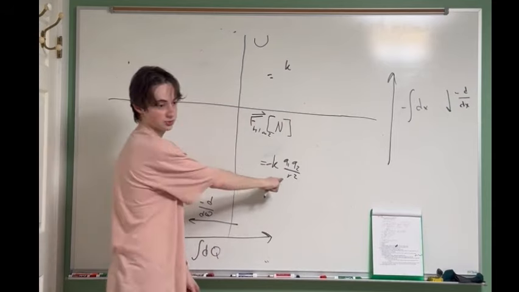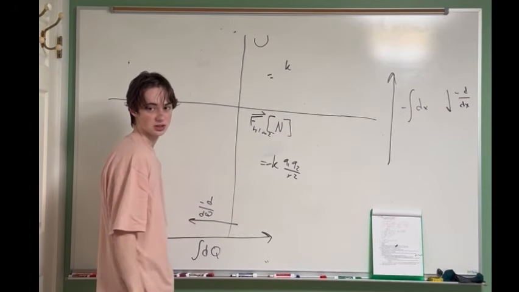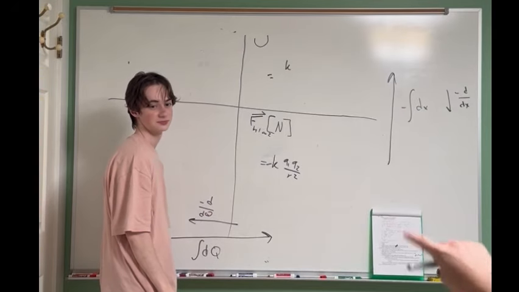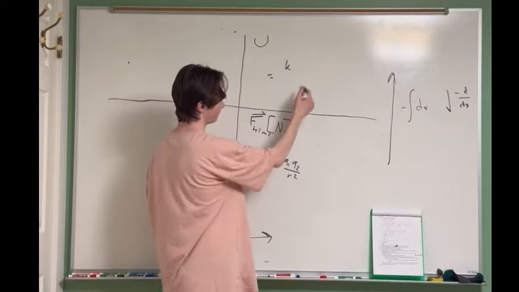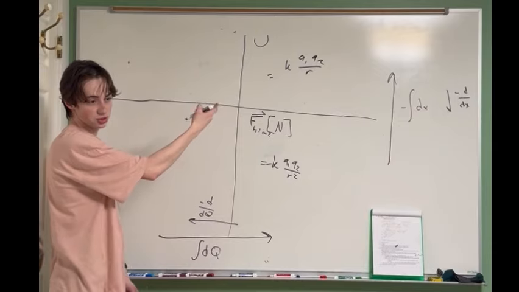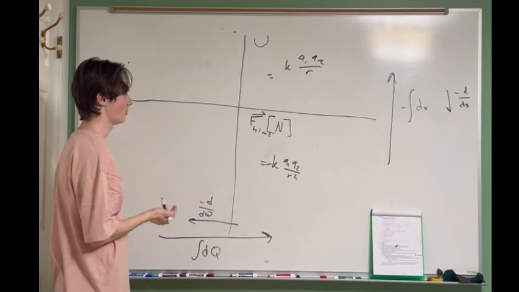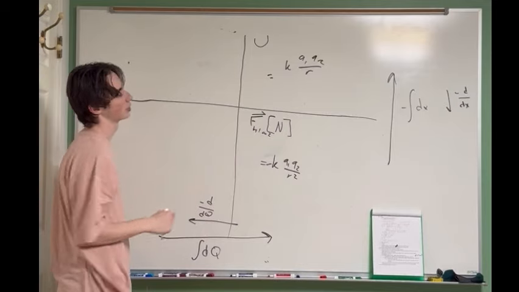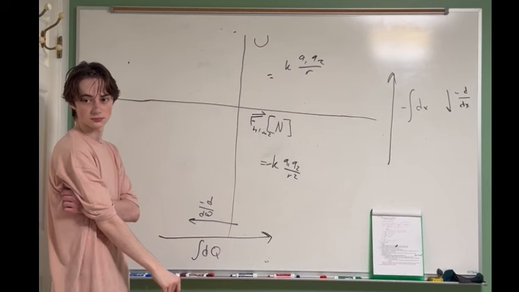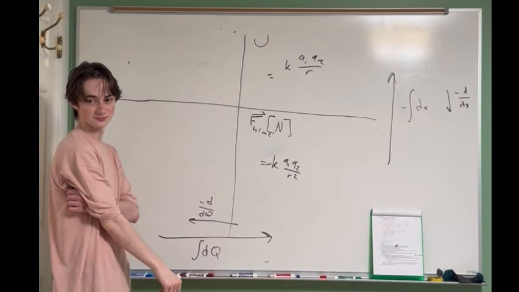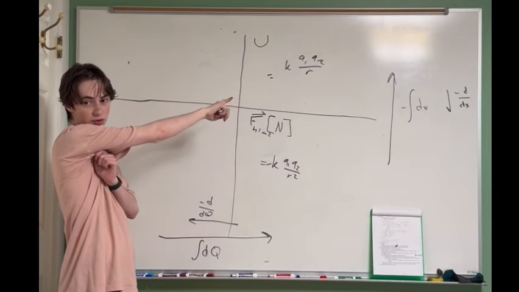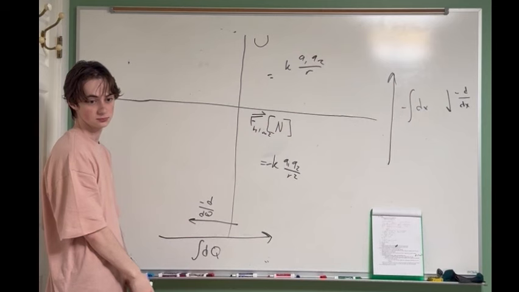Does anyone know how to integrate this with respect to x, or r is the same thing as x in this situation? It would be negative K Q1 Q2 over R. So this is the potential energy in between two charges. This is a scalar value because we did a dot product integral sort of. The potential energy is K Q1 Q2 over R. That's the magnitude, right?